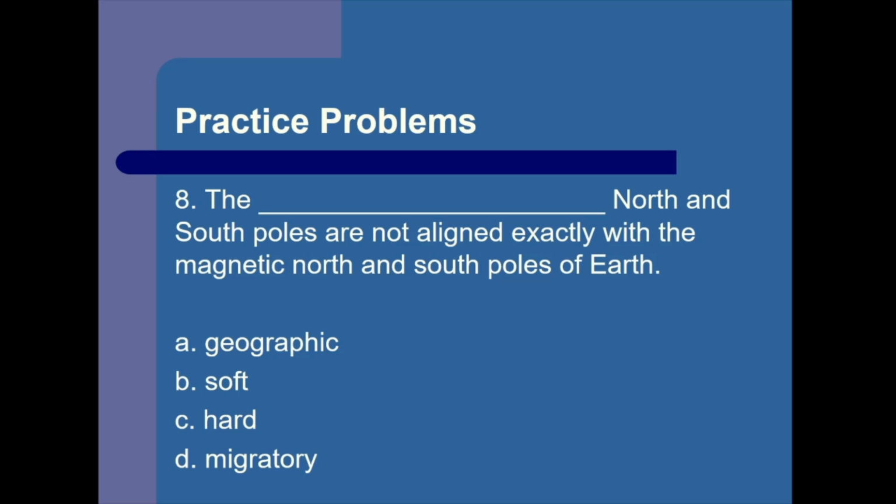Number 8 says the blank north and south poles are not aligned exactly with the magnetic north and south poles of the Earth. Is it geographic, soft, hard, or migratory? That is going to be the geographic north and south poles that are not aligned exactly with the magnetic north and south poles.